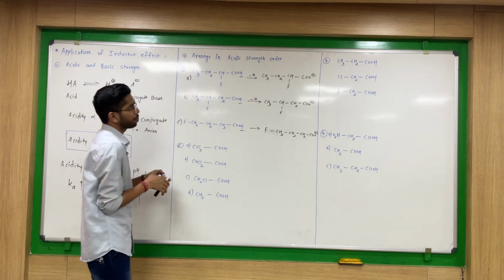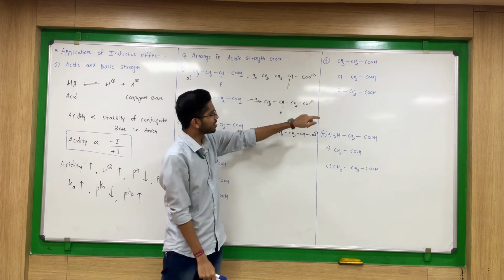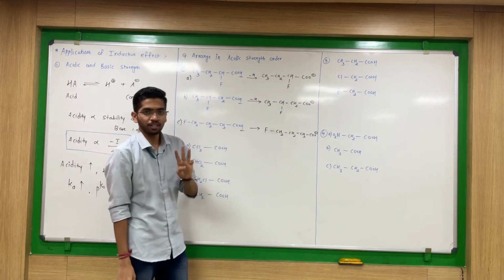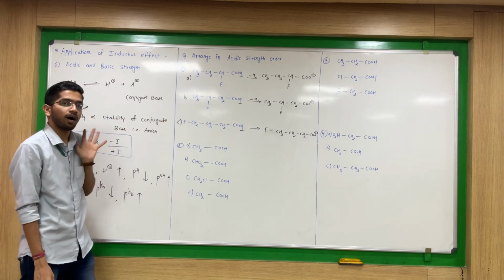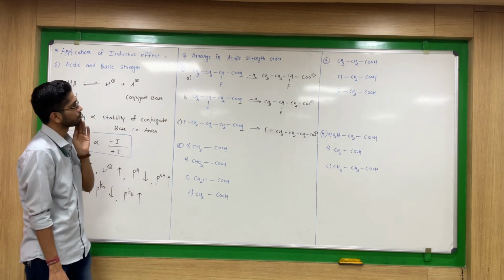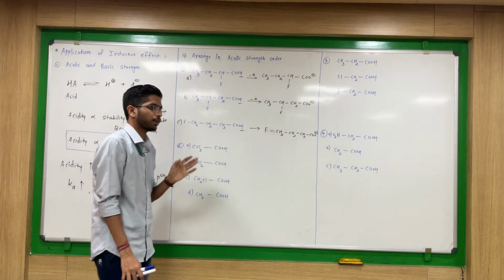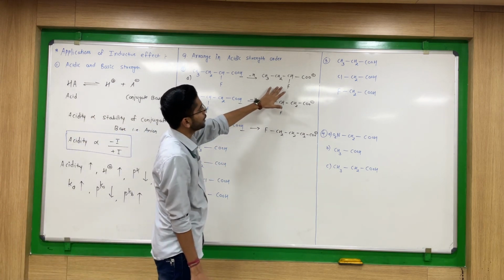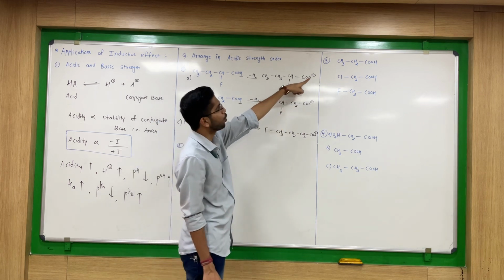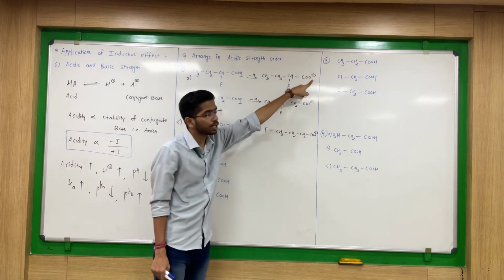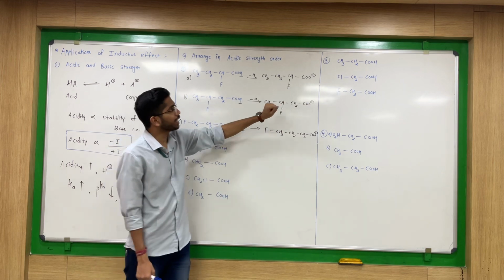Now how do we compare here? COO minus, COO minus, COO minus: we have to compare the acidic strength for these three. Very first thing we have to find out is which effect is working here, whether plus effect or minus effect. Now COO minus is there, so we have to decrease the charge on COO minus. How can we decrease it?